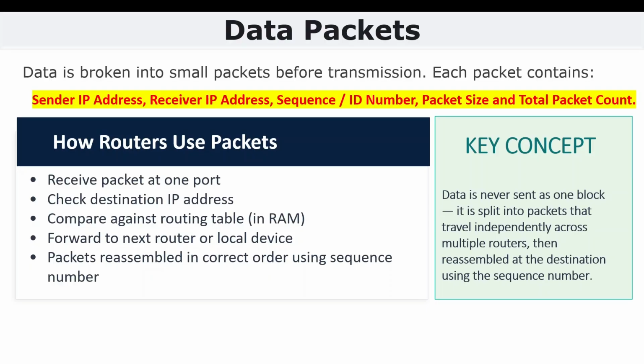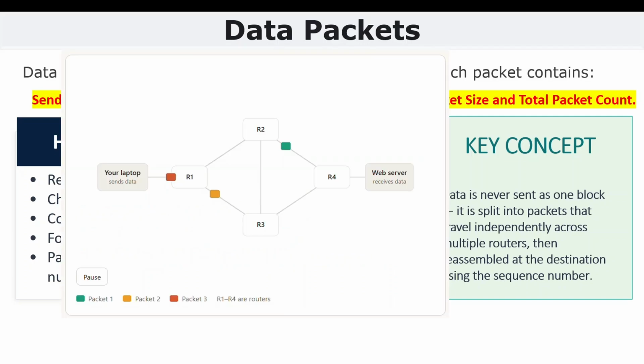Now, once the packet data hits the right device, it's reassembled into the correct order using a sequence number. So the key concept we want to get here is that data is never one block, right? It's always split into packets and they travel independently across different paths. So this is what we mean by traveling on different paths.